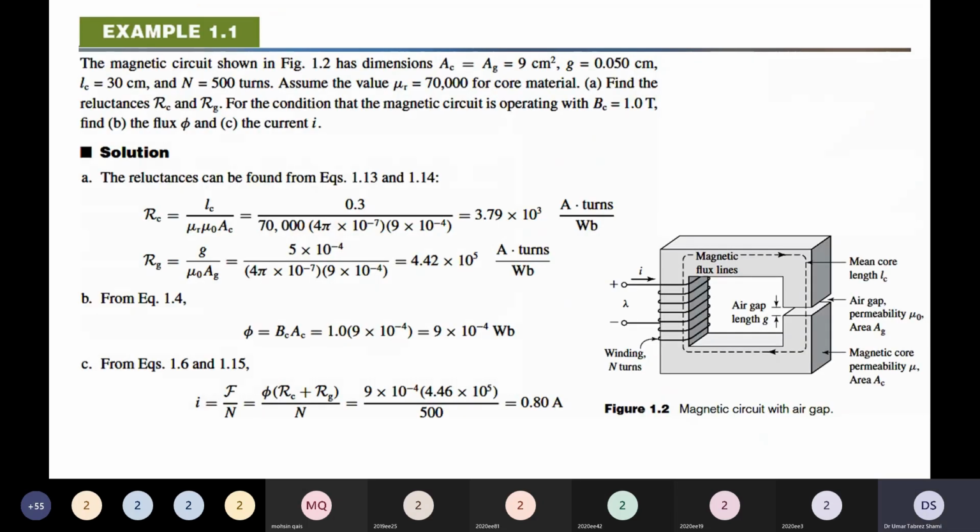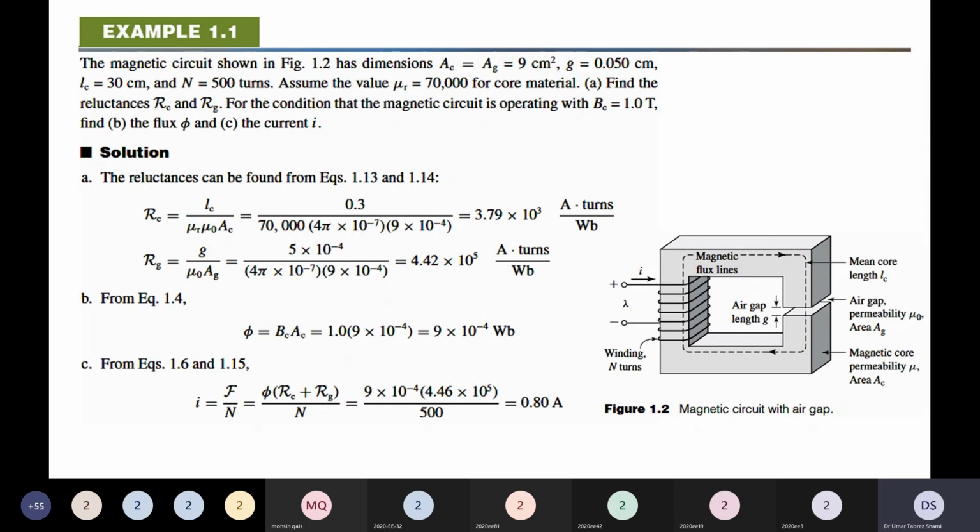Okay ji. So let us now come to example number 1.1. Does everyone understand what I am saying? Yes, sir. Okay ji. And secondly, if there is any question, students please do not hesitate to ask the questions. I will try my best to answer those questions.